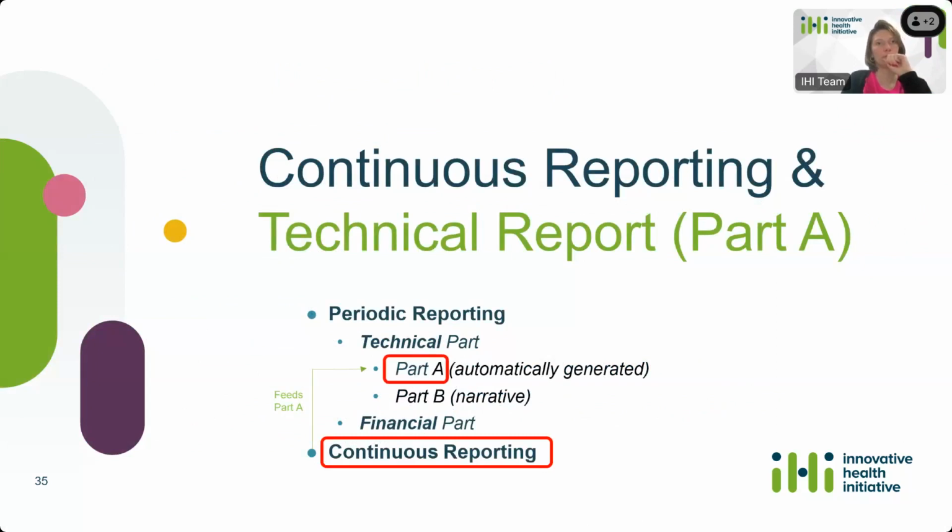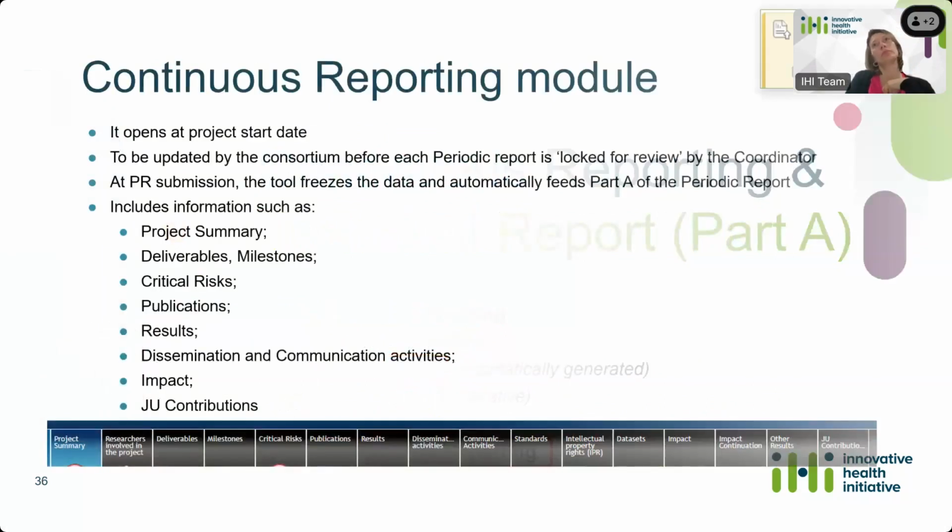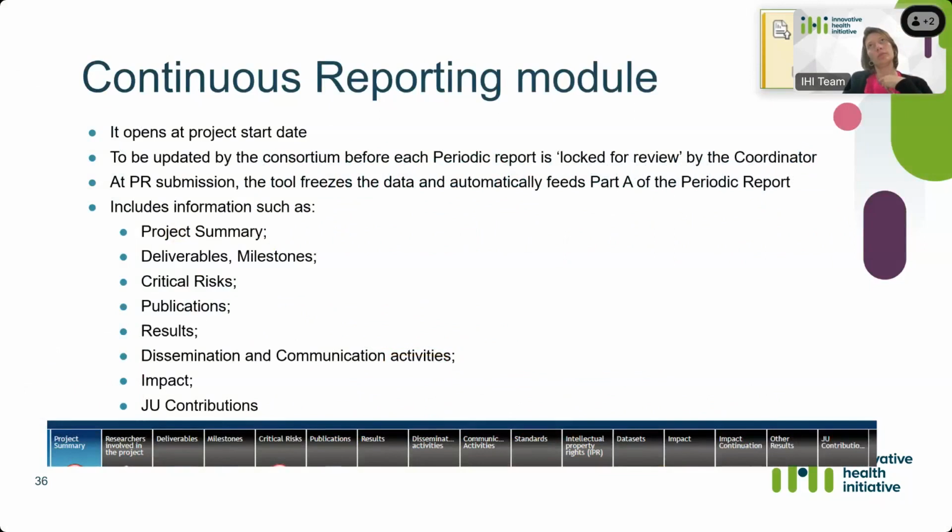So we're moving now into the continuous reporting, which is as well with the rest part of the reporting obligations. So it is done in the Sigma tool, and it opens at project start date, and all beneficiaries have access to it. It has to be updated by the consortium before each periodic report is logged for review by the coordinator. And at a periodic report submission, the tool will freeze the data and it will automatically feed what we call part A of the periodic report.